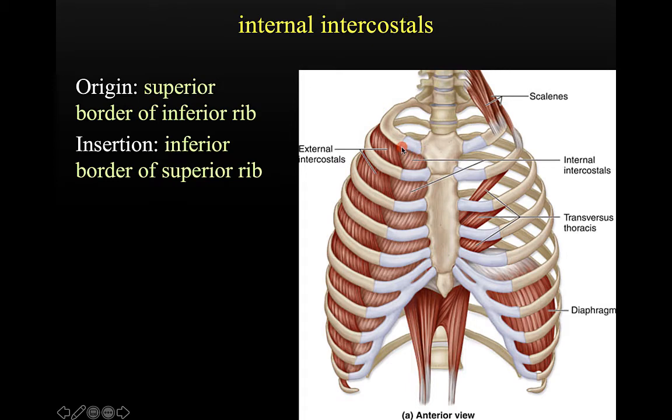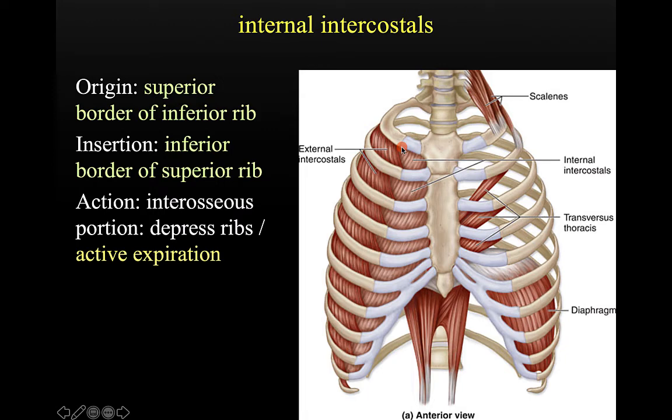So we're going to do the opposite action as well, particularly in the interosseous portion. We're going to depress the ribs. That is, we're going to use rib number 2 to basically pull on rib number 1. And we're going to pull all these ribs downwards, and you can forcefully exhale and feel your rib cage get pulled down and in. So this is going to be used for active expiration.